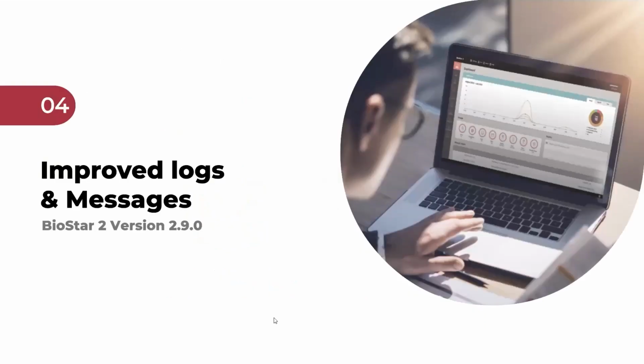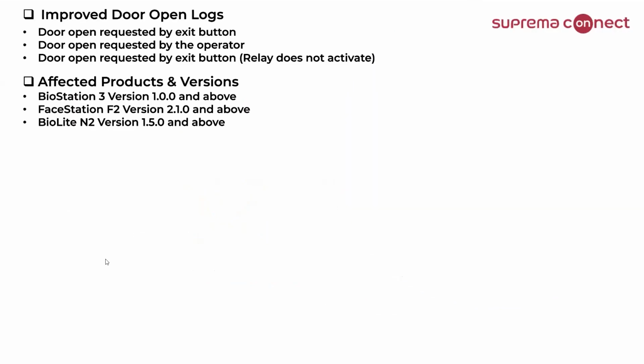Improved logs and messages are solely for the clients to understand at a deeper level what's happening in the logs. First, we have improved door open logs. Right now, instead of just door open, with BioStar 2.9.0 you can read improved door open logs, such as door open requested by exit button, door open requested by the operator, door open requested by exit button while the relay does not activate. Now, these are affected products and versions.